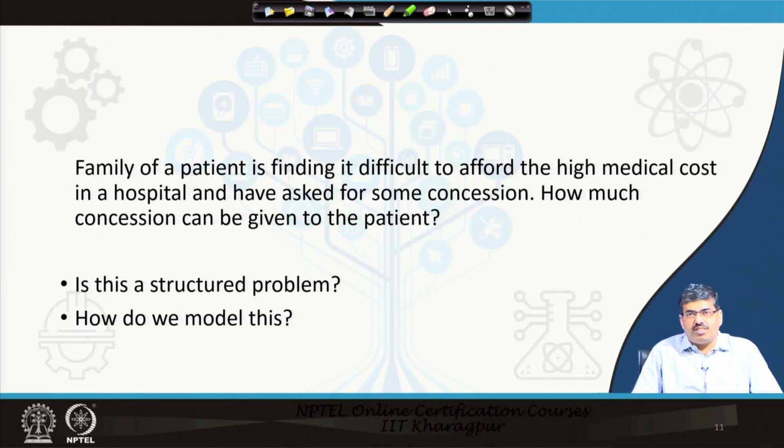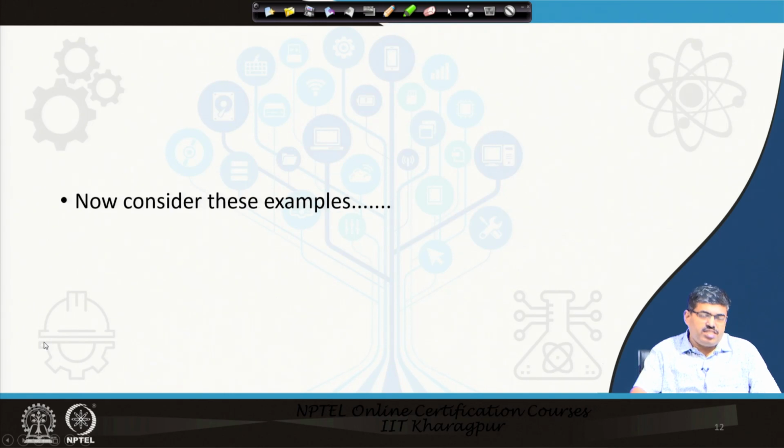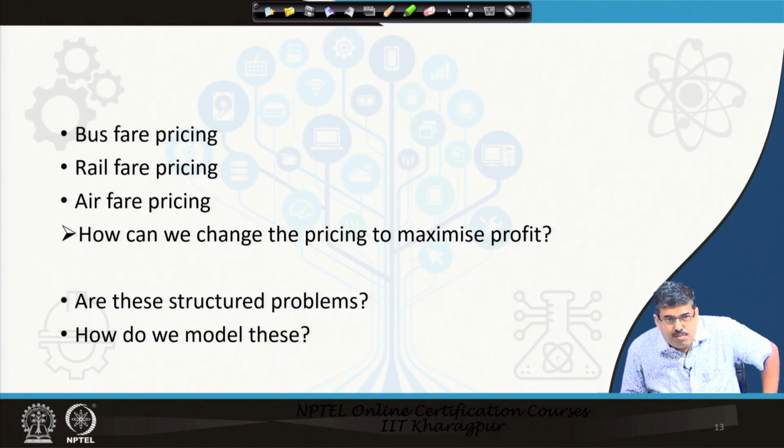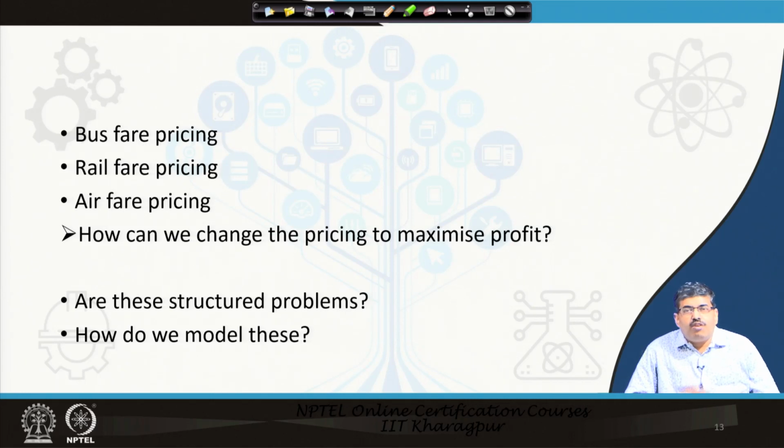How do we model this? Again, we have to ask these questions. Let us take another example. Consider these examples. Bus fare pricing. We all travel by buses. How do you arrive at the bus fare? Because it is a public good. It involves public money. Many poor people are traveling.